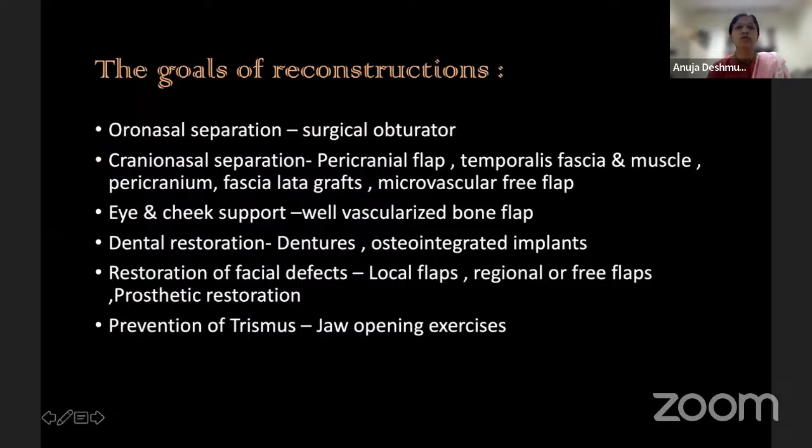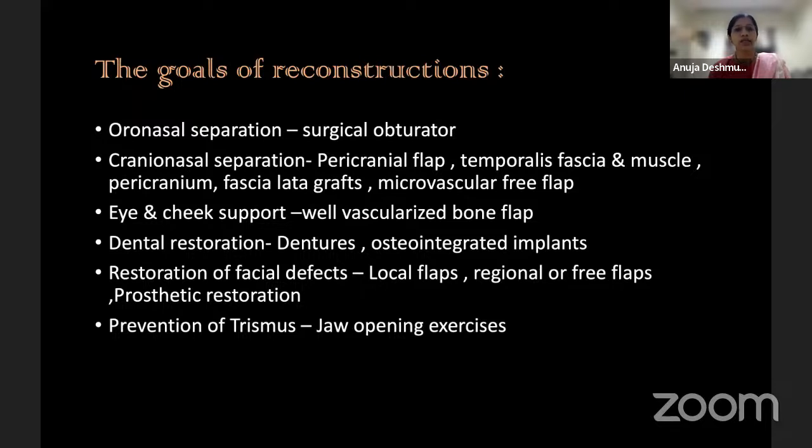So what are the goals of the reconstruction? The goals are oronasal separation, that is a surgical obturator, which you can use if there is a small defect. If a cranionasal separation is required, then you may use a pericranial flap, temporalis muscle flap, pericranium, fascia lata, or a microvascular free flap over the dura. For the eye and the cheek support, you require well vascularized bone flaps. For dental restoration, you require dentures and osseointegrated implants. For restoration of the facial defect, you may require local, regional or free flaps, and a prosthetic restoration.